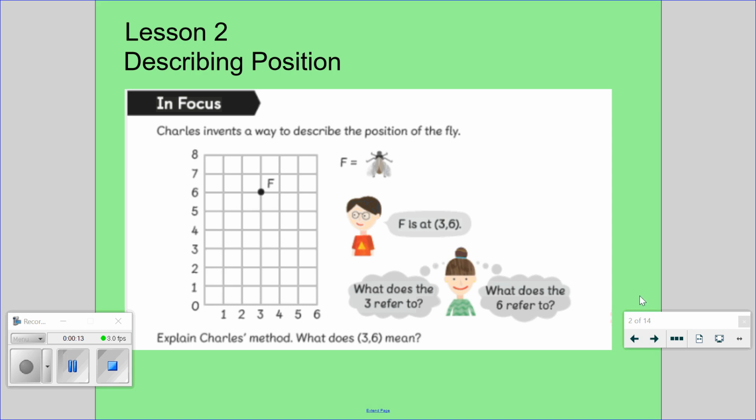So here's the In Focus, and we are back to Charles and his fly, and we can see that he has invented a way to describe the position of the fly. How do you think this problem is the same or different to the last In Focus we looked at? What do you think these numbers mean? What does the 3 refer to? And how about the 6? Can you explain Charles's method? What does 3, 6 mean?